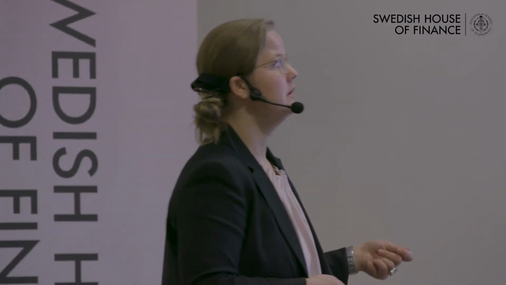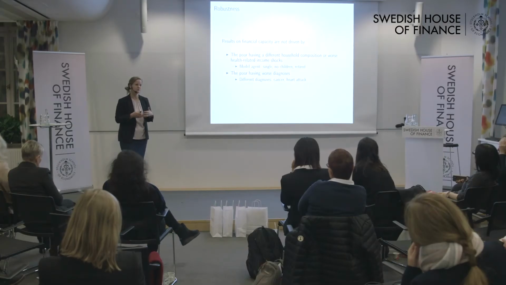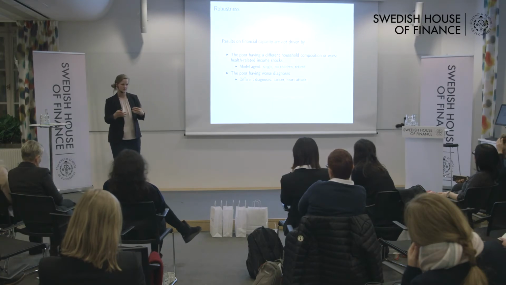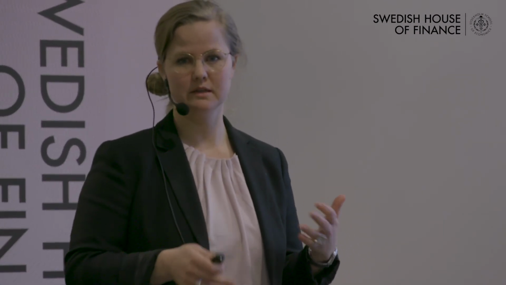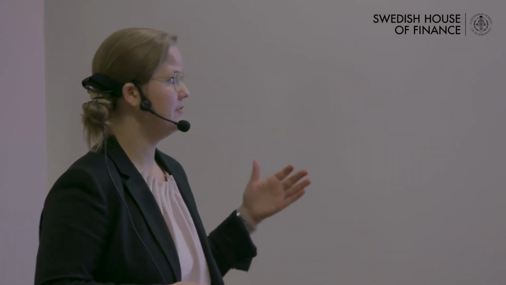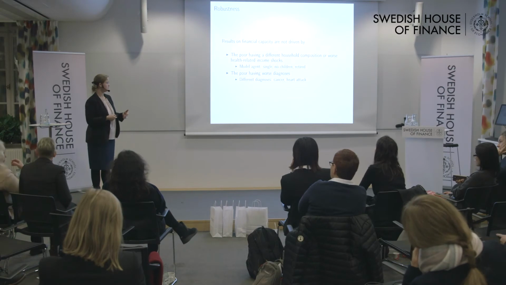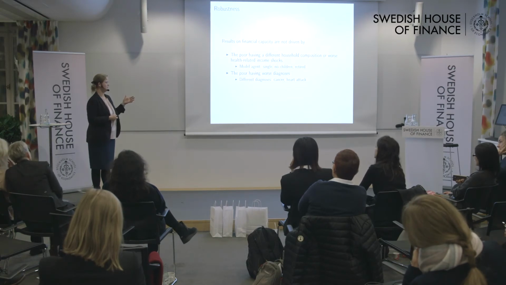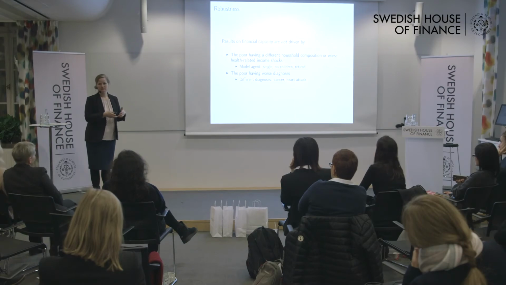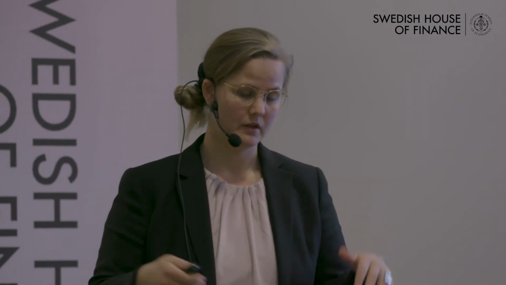I want to ensure that these results are not driven by poor households having a different household composition or worse income shocks related to the health shock. So I limit to a type of model agent who is single with no children and above 65, so income shouldn't matter. And I find the same pattern. I also want to rule out that it's driven by the poor having worse diseases than the rich. So I limited the analysis to a specific diagnosis, only looking at cancer or heart attack, for example, and the pattern is still there.